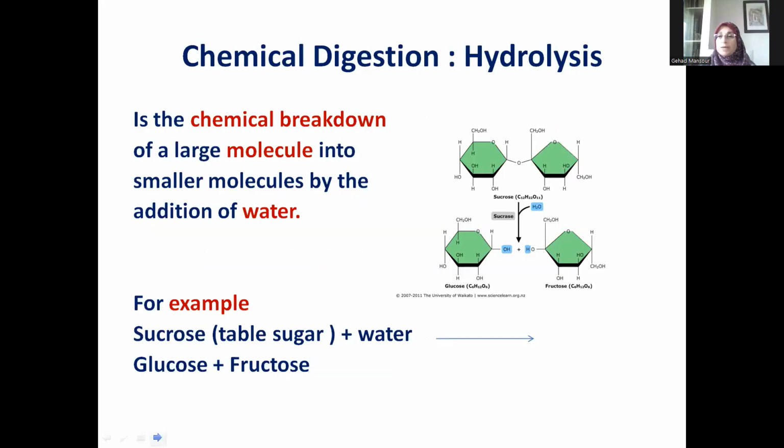Now, chemical digestion involves one type of chemical reaction, which is hydrolysis. And as we said before, we use water to break down larger molecules into smaller ones. Here we have a good example and a famous example. Why are we focusing on that example? Because this example shows you a molecule that is called sucrose. You needn't know the chemical formula of sucrose, but you need to identify it.